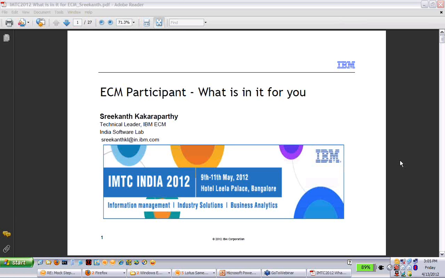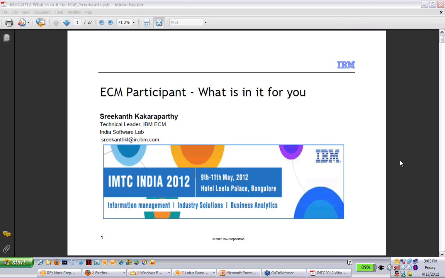Let me take this opportunity to, before we talk about what ECM participant is, explain what IMTC is. So let me briefly tell in two lines what this IMTC is all about and what ECM is. This would be beneficial for anyone who is new to the ECM world or even new to the IMTC.